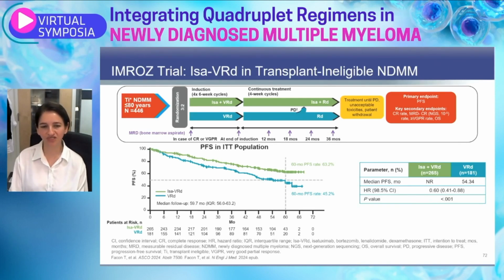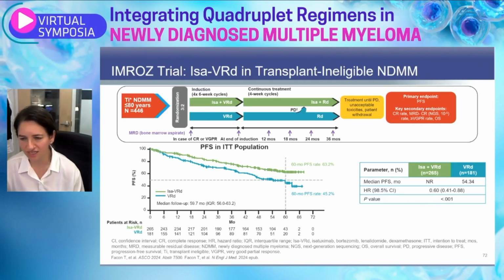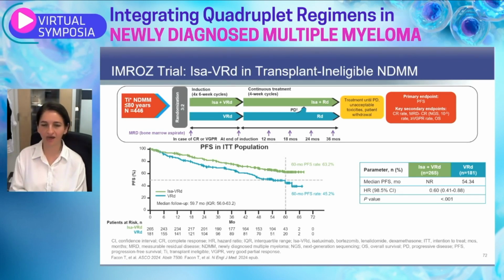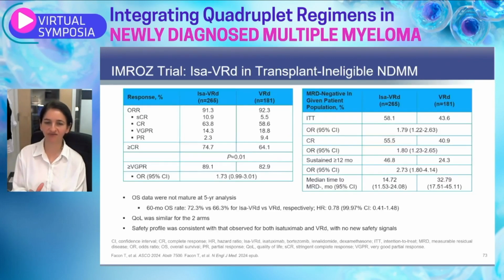And if you look at the progression-free survival of Isa-VRD, the median PFS has not yet been reached at a follow-up of close to 5 years, whereas the VRD arm, the median PFS of that was about 55 months. So really remarkable results. And if you think about what you saw with Maya, this is certainly an improvement. So addition of the bortezomib to the DARA-RD or the CD38-RD backbone does add to the progression-free survival benefit in this patient population.